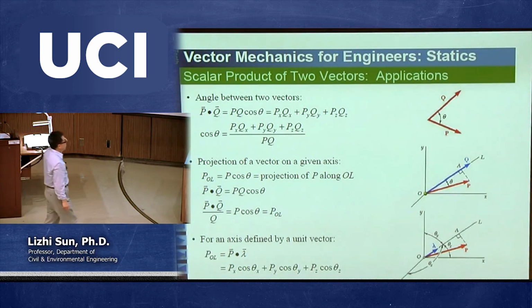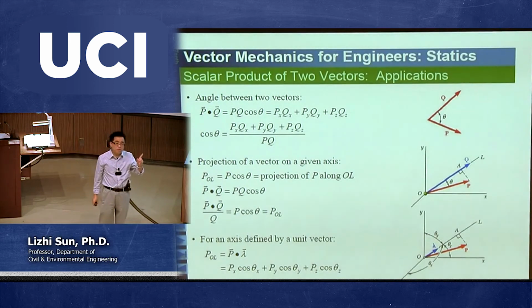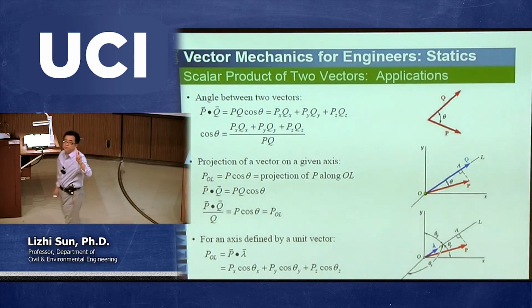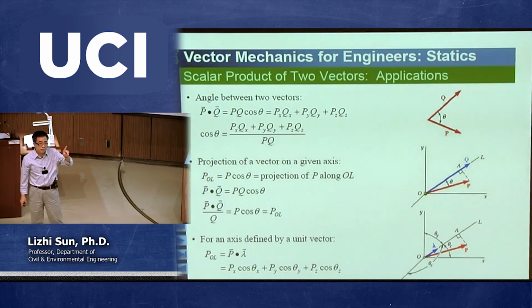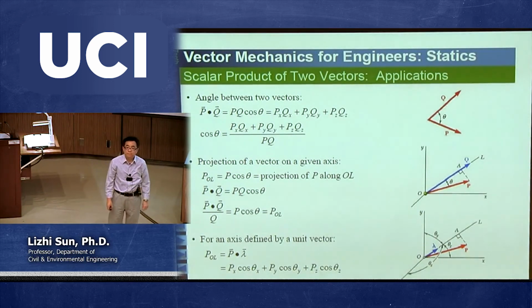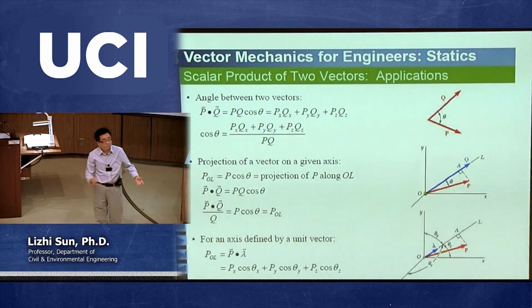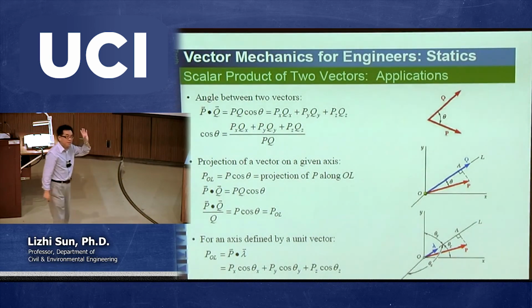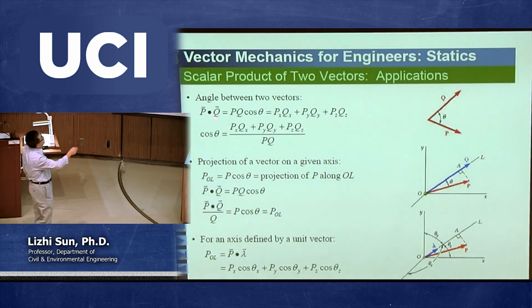So if you deal with geometry problems in math and you have two vectors, and somebody asks you to calculate the angle between two vectors, how are you going to do that? Well, this is the equation. This is exactly the scalar product definition. First of all, when we have P dot Q, from the definition, that is P Q and then cosine theta.